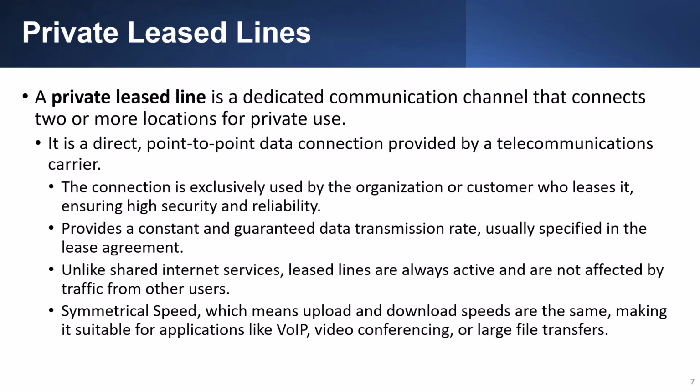A private lease line is a dedicated communications channel that connects two or more locations for private use. It's a direct point-to-point data connection provided by a telecommunications carrier. The connection is exclusively used by the organization or customer who leases it, ensuring high security and reliability. It provides a constant and guaranteed data transmission rate, usually specified in the lease agreement. Unlike shared internet services, lease lines are always active and are not affected by traffic from other users.